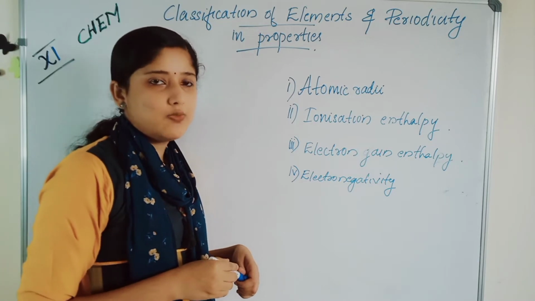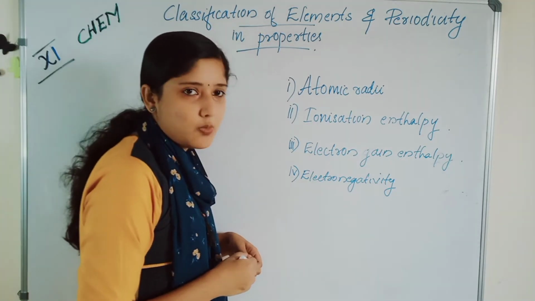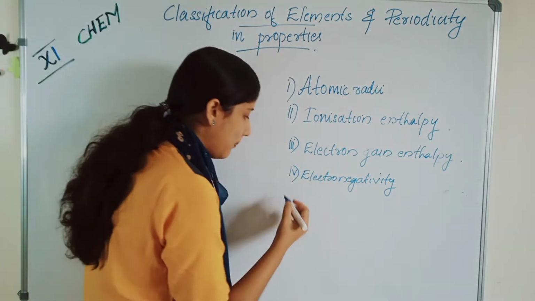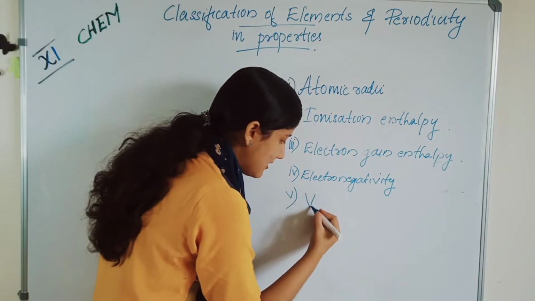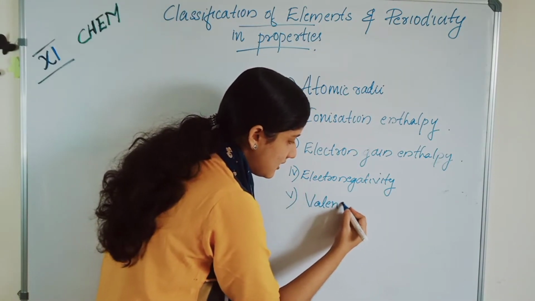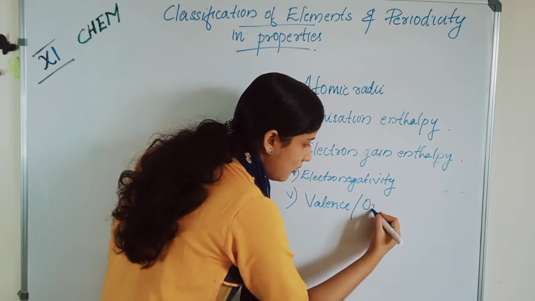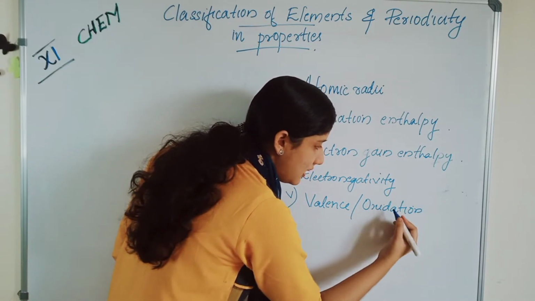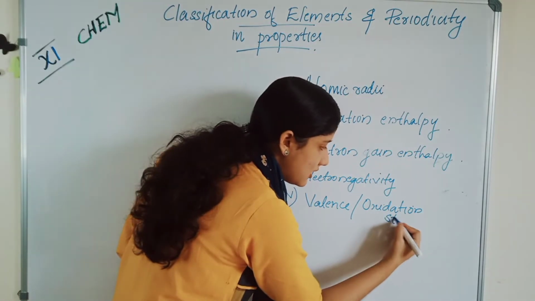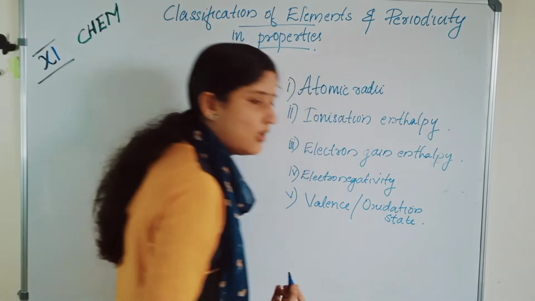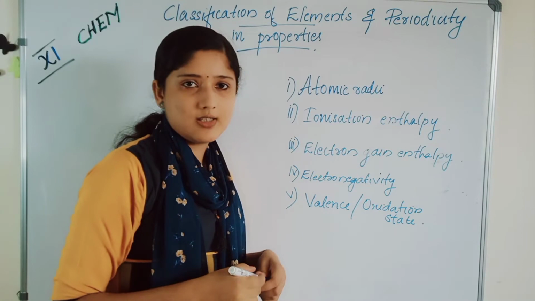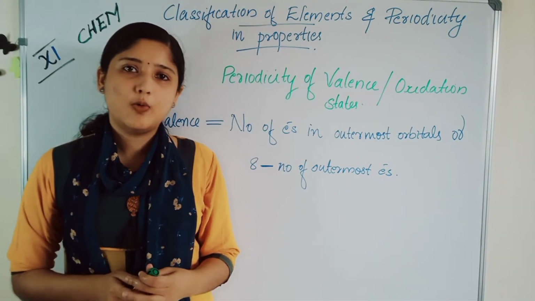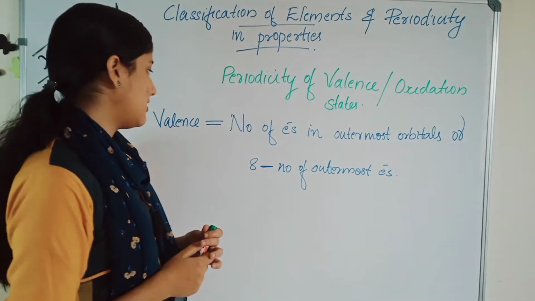In today's class we will study a summary of all these properties and also the property called valence or oxidation state. This is the last property that we are going to study in this chapter. Okay, so let us start. Let us look at what is valence or oxidation state.